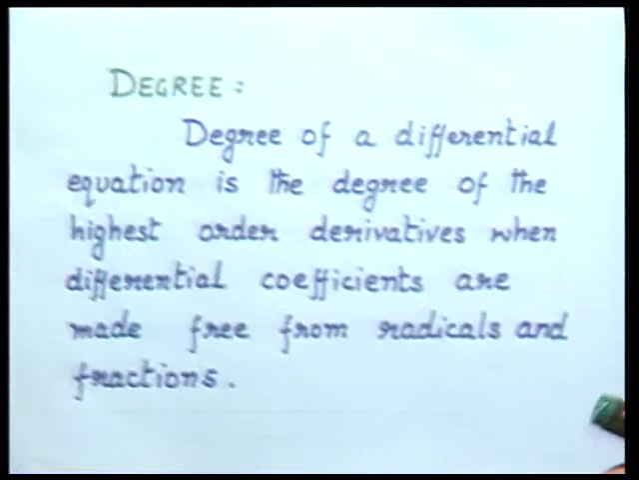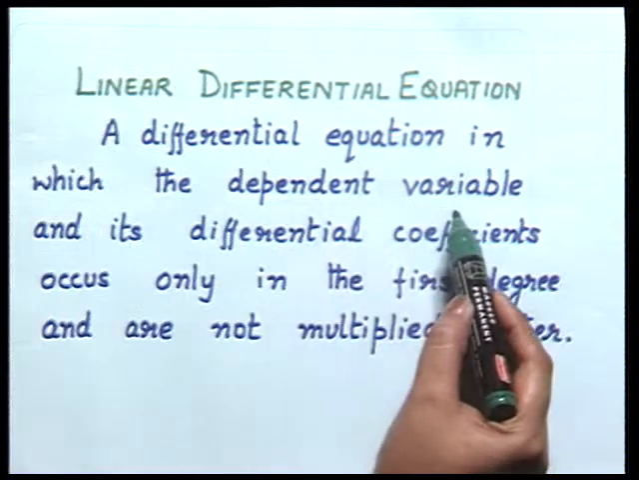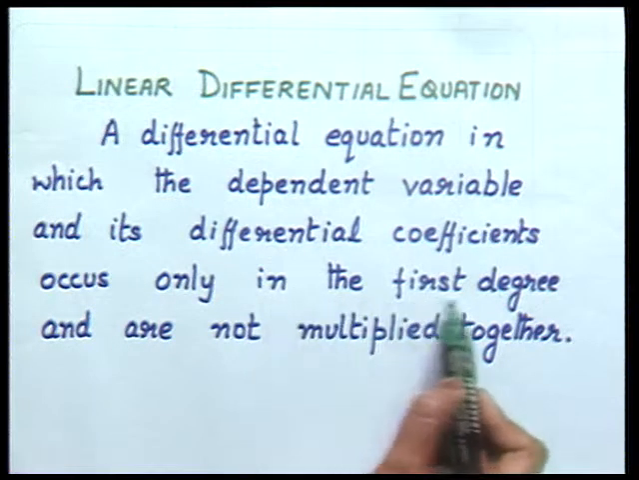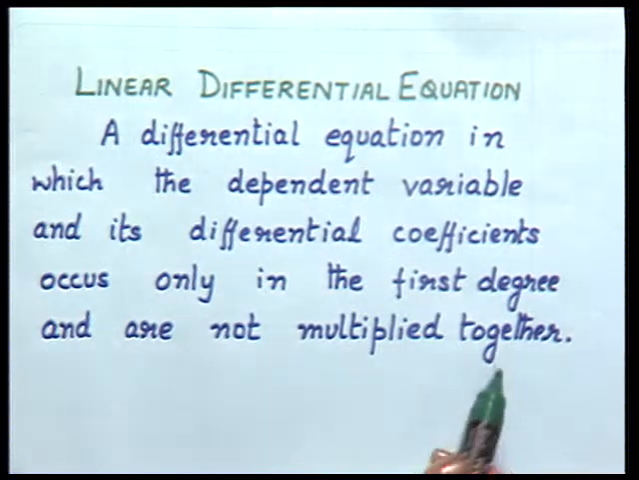The definition says that a linear differential equation is an equation in which the dependent variable and its differential coefficients occur only in the first degree and are not multiplied together. Not multiplied together means, if you are talking about the equation being linear in y, then y and dy by dx should not be multiplied together. The variable y should not occur in powers more than 1. So you should not have any terms like y square or sin y appearing in the equation.